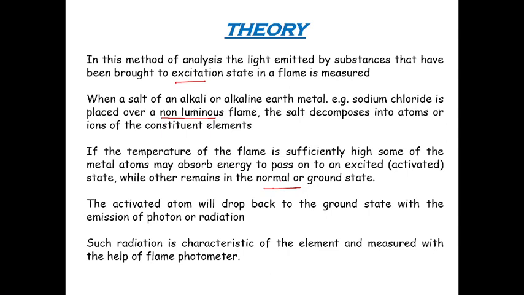The activated atom will drop back to the ground state with the emission of a photon or radiation. Such radiation is characteristic of the element and is measured with the help of a flame photometer. So when the atom comes back to the ground state, the characteristic radiation will be emitted, and we are measuring the intensity of that radiation in the flame photometer.